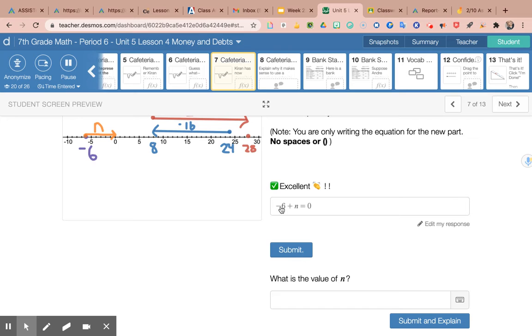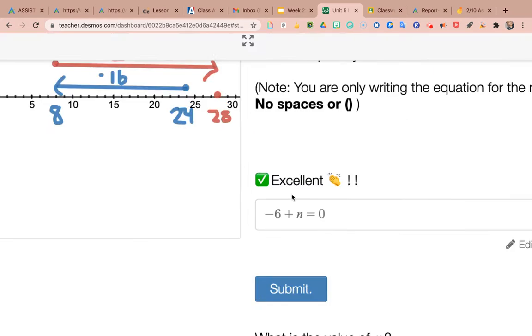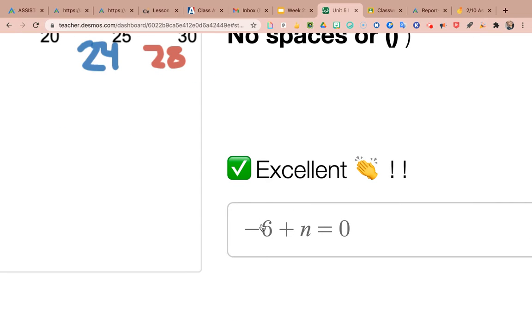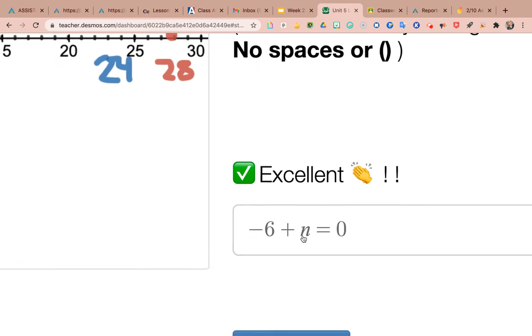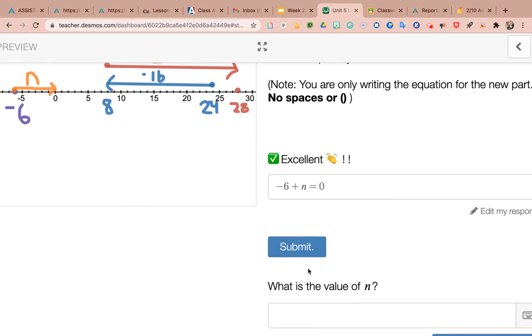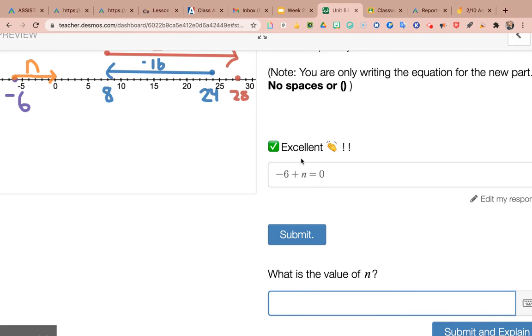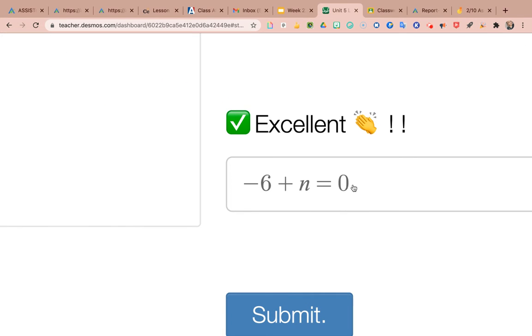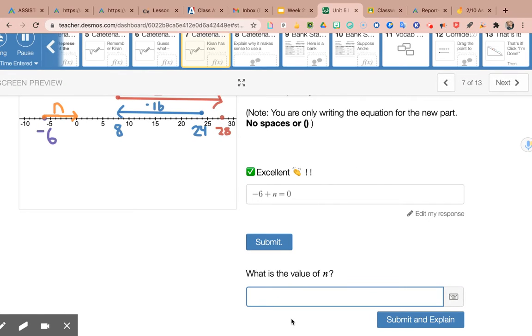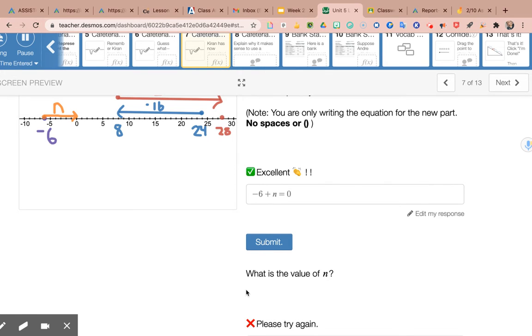So if he wants to go from owing $6 to owing nothing, how much is he going to have to pay? What does N equal? N has to equal 6. The way I make this equation true, I have to add $6 to get rid of the $6 I owe, or the negative 6. So my N is 6. You're going to type that there. Make sure you have no spaces.